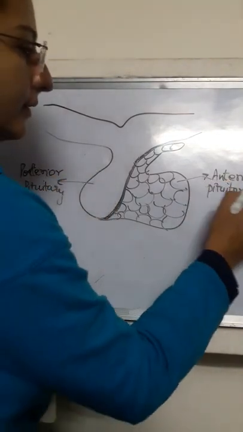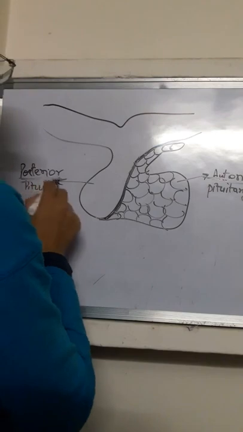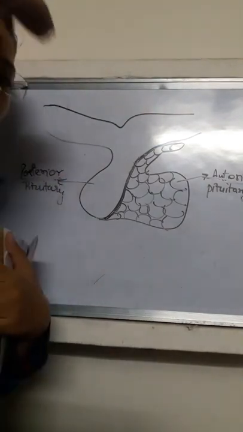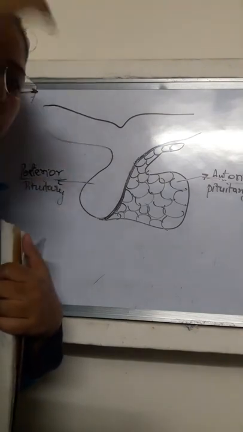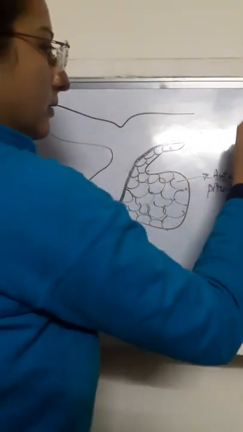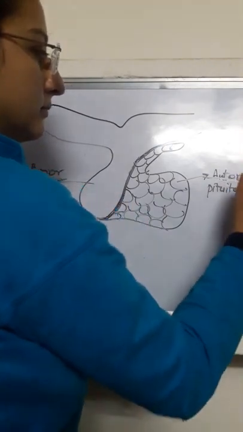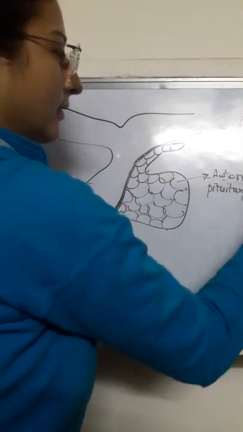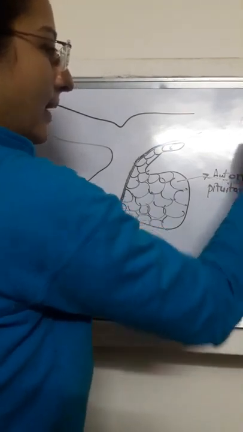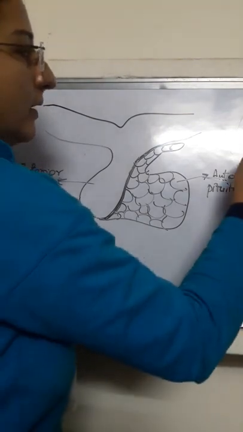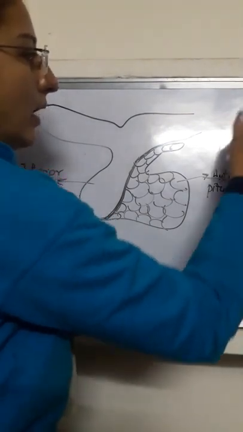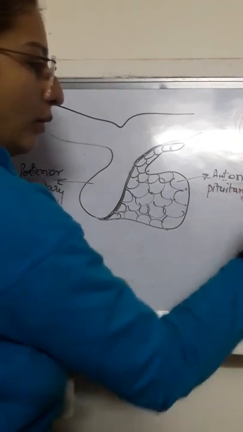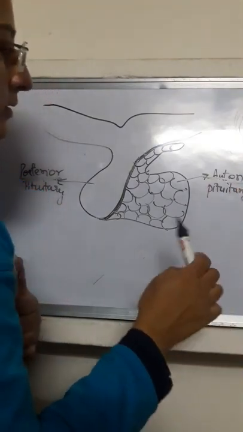Now what is anterior and what is posterior? Anterior portion is the upper part of the body. Consider this is a body, consider this is a man. So anterior portion would be the upper portion of the body, and posterior would be the lower portion of the body.